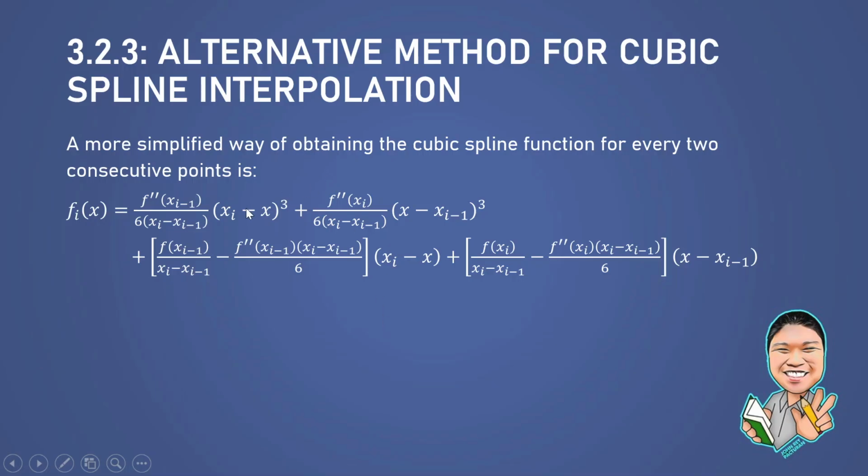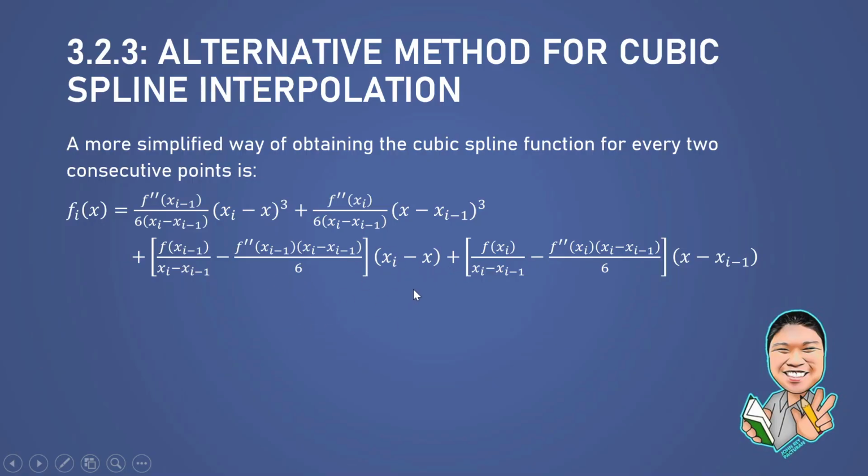A more simplified way of obtaining the cubic spline function for every two consecutive points is equal to f sub i of x equals f double prime of x sub i minus 1 all over 6 times the quantity x sub i minus x sub i minus 1, times x sub i minus x cubed, plus f double prime of x sub i all over 6 times the quantity x sub i minus x sub i minus 1, then the quantity x minus x sub i minus 1 cubed, plus f of x sub i minus 1 all over x sub i minus x sub i minus 1 minus f double prime of x sub i minus 1 times x sub i minus x sub i minus 1 all over 6, times x sub i minus x.